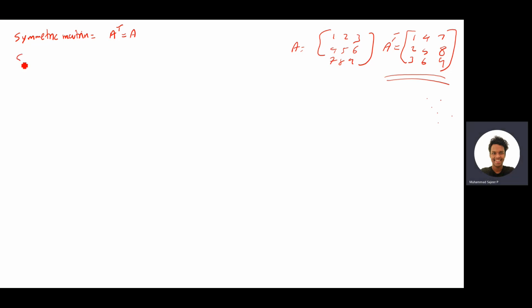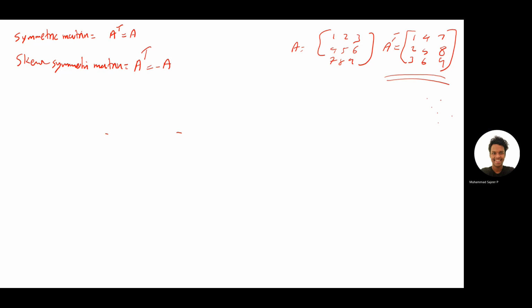For another example, we have a skew symmetric matrix. In a skew symmetric matrix, A transpose will be equal to minus A. That's it. And there is something called a Hermitian matrix. These are the most common matrix types that will be asked in the exams, so if you have some idea, it will be helpful.